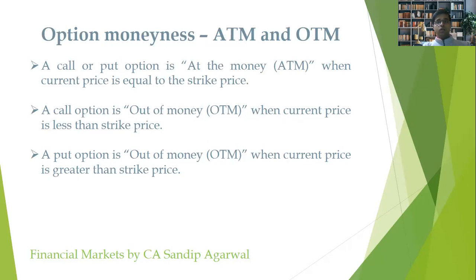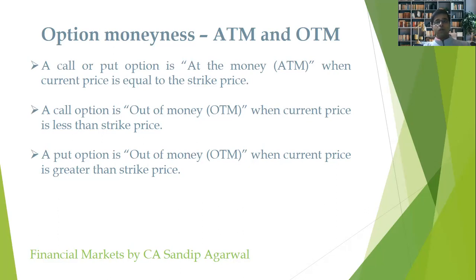Then the other two types of options are ATM, at the money, and OTM, out of the money. A call or a put option will be called at the money when the current price is equal to the strike price. If the Nifty futures is trading at 18,000, then the 18,000 strike price call option and the 18,000 strike price put option will be called at the money call option or put option. Now coming to the third category of option type, OTM.